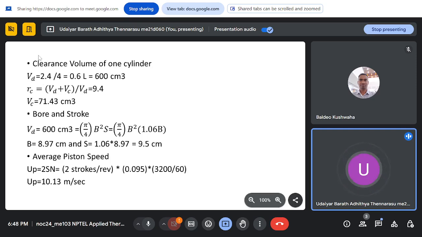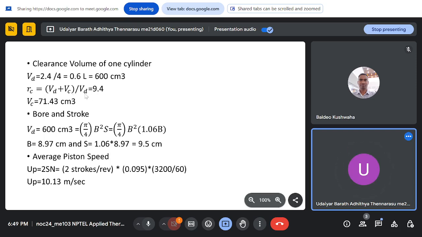So your clearance volume of one cylinder will be, so this is given as 2.4 liters. So your displacement volume, so total displacement, your capacity of engine is 2.4 liters. So your displacement volume for each cylinder will be 2.4 divided by 4, which comes out to be 0.6 liters or 600 centimeter cube. Now we know the compression ratio. So compression ratio is nothing but 1 plus clearance volume by displacement volume. So substituting that, this will be equal to 9.4.